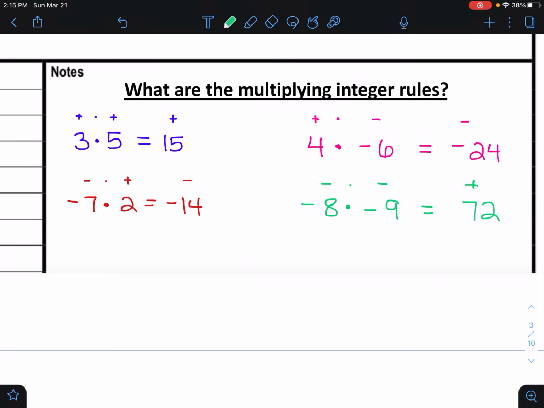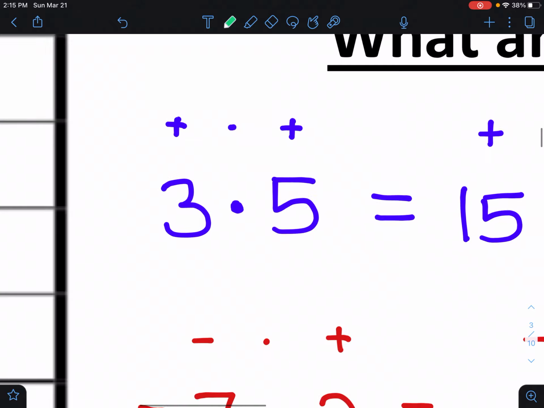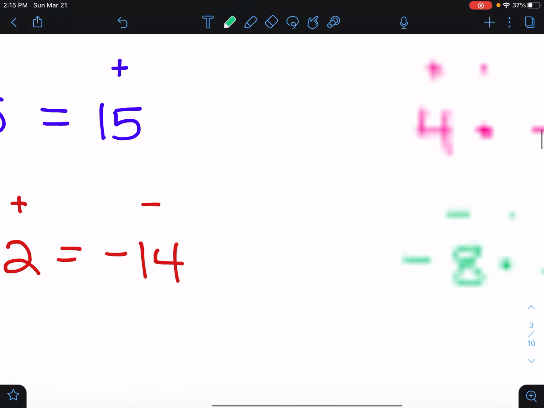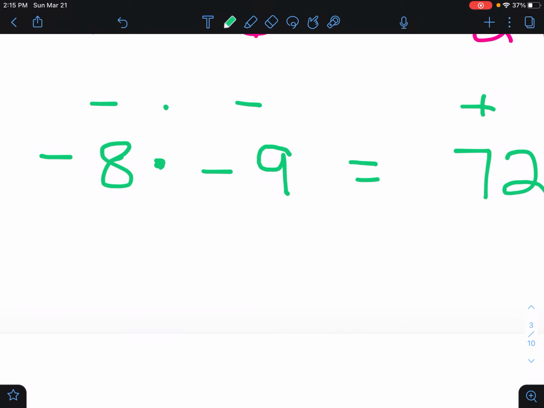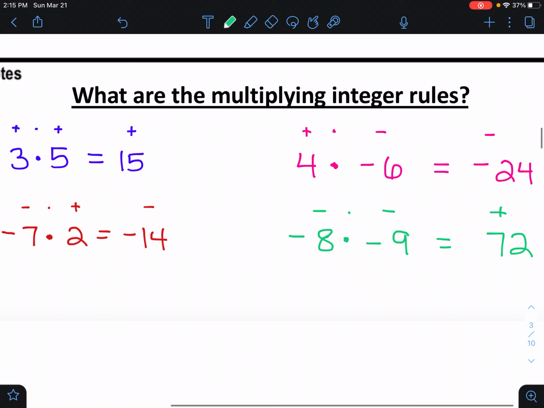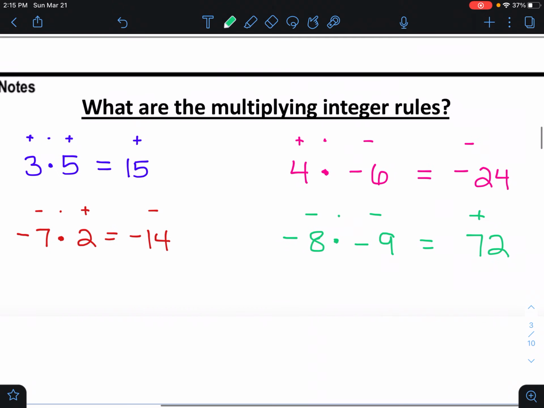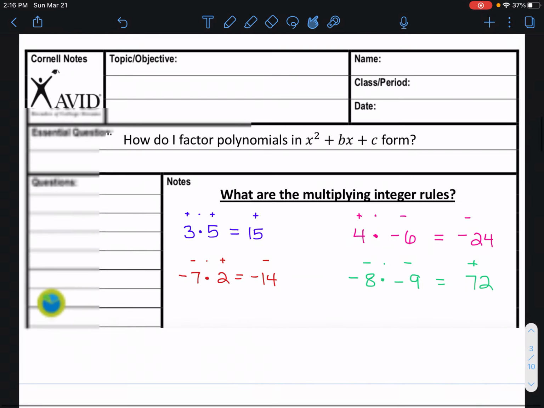Basically, if the signs are the same, so notice here, a positive and a positive, we get a positive answer. Or like this green one here, both a negative, then I get a positive answer. So if the signs of the numbers you're multiplying are the same, you'll end up with a positive answer. If they're different, in other words, one of them is negative, like the one in pink and the one in red there, then you're going to get a negative answer. So that's just a quick review of our multiplying integer rules. That's important for what we're going to do today.